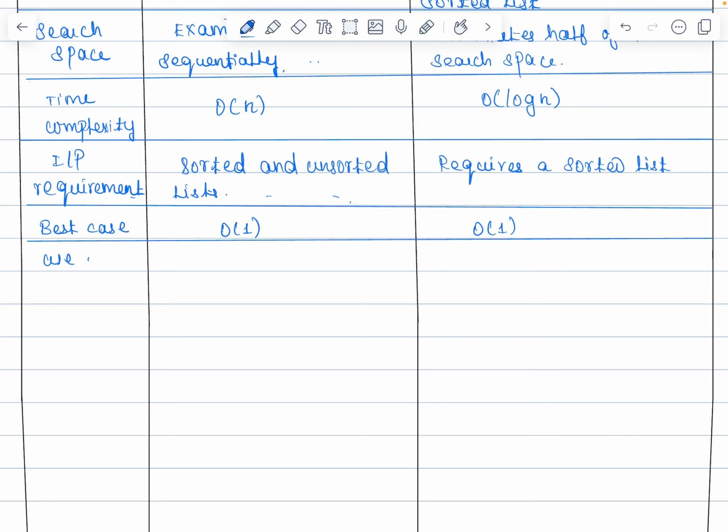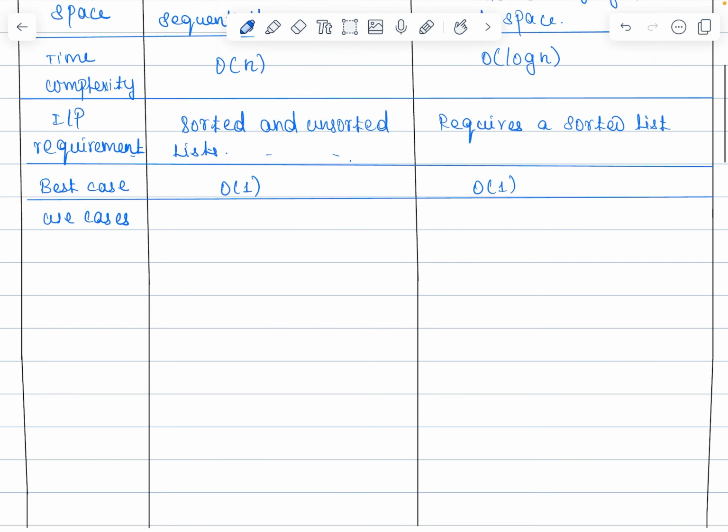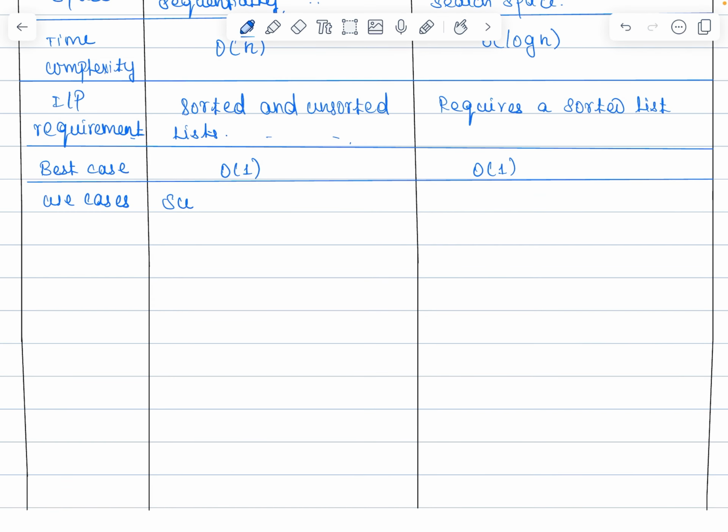And use cases are: this linear search is suitable for small or unsorted data sets, and this binary search is ideal for large sorted data sets.